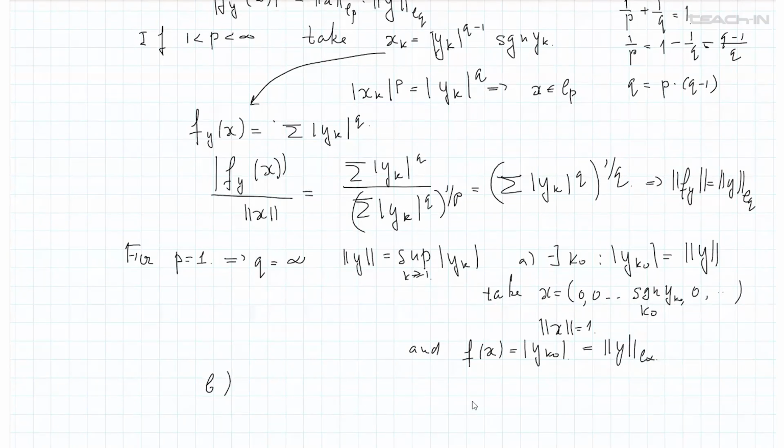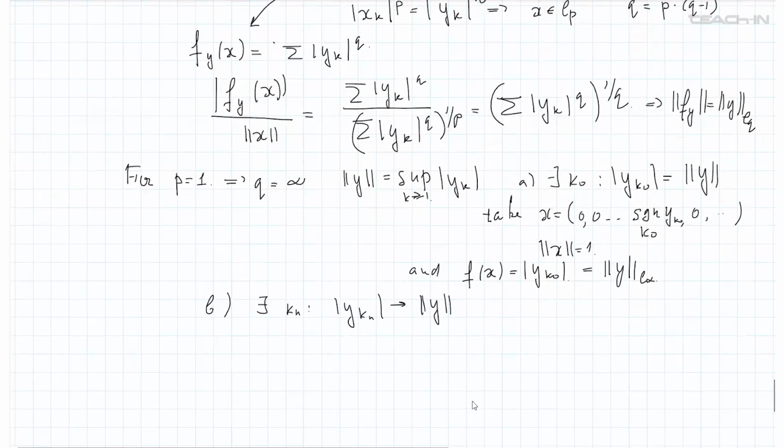And situation B: the norm of element y is not a maximum, then there exists a subsequence of indexes kn such that the absolute values of ykn tend to the supremum.